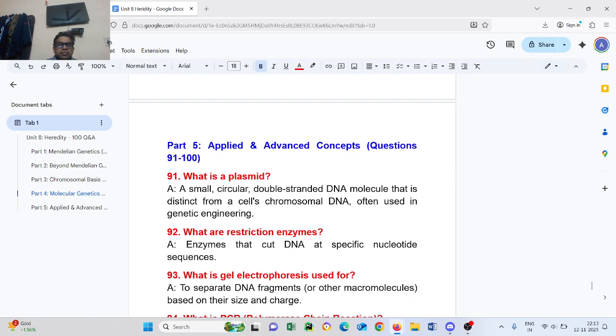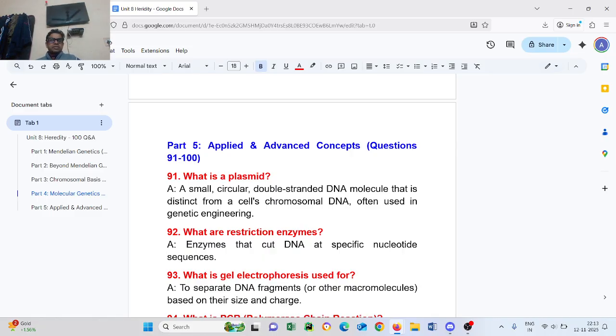Now move to part 5, applied and advanced concepts, questions 91 to 100. What is a plasmid? A small circular double-stranded DNA molecule that is distinct from a cell's chromosomal DNA, often used in genetic engineering.